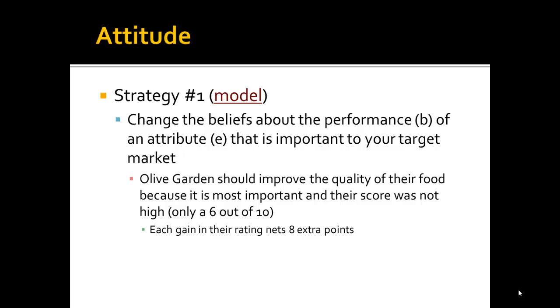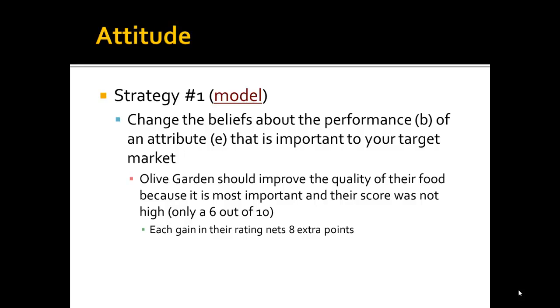Olive Garden should improve the quality of their food because it's the most important attribute to diners, and their score was not good. So it should be something that they can improve. If they were already at a 9, they may not be able to improve people's perceptions. So that might be difficult. But certainly if they're only perceived as a 6, they should be able to do so.